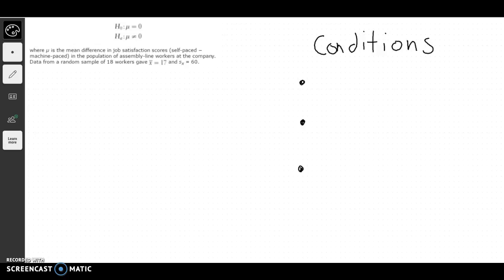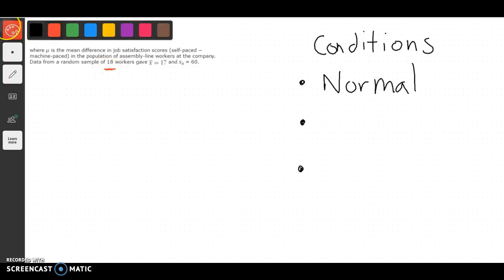We do need to check conditions. The first condition we always check is if it's normal, and we can do that by the sample size being bigger than 30 or the population being normal. We're going to assume in this case the population is normal, because our sample is definitely not bigger than 30.